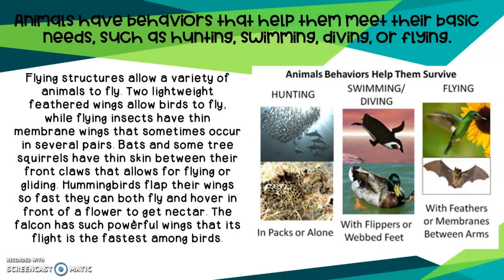Flying structures allow a variety of animals to fly. 2 lightweight feathered wings allow birds to fly, while flying insects have thin membrane wings that sometimes occur in several pairs. Bats and some tree squirrels have thin skin between their front claws that allows for flying or gliding. Hummingbirds flap their wings so fast they can both fly and hover in front of a flower to get nectar. The falcon has such powerful wings that its flight is the fastest among birds.